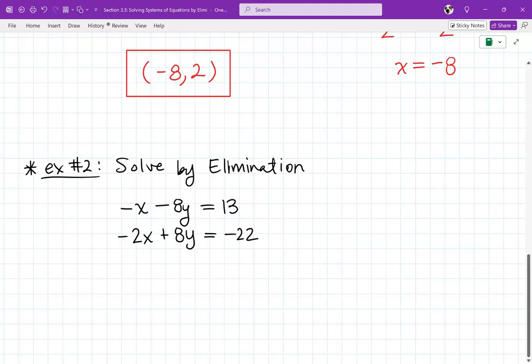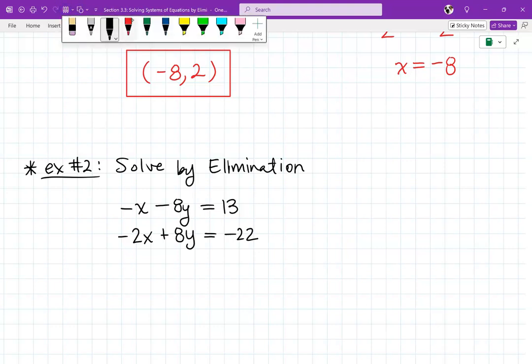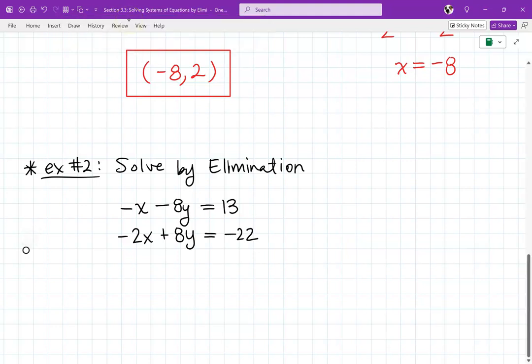Now do me a favor. Do not write what I'm about to start writing. Okay? Because you're going to find out you're going to have to erase everything I do. Alright? So, you're going to notice the x variable has a negative 1 and the other one has a negative 2, right? So the numbers don't match up. The y variables have a negative 8 and a positive 8. Actually, no, you can write what I'm about to do. So, I was hoping I would get one that would fail. I'll do this next one right now.